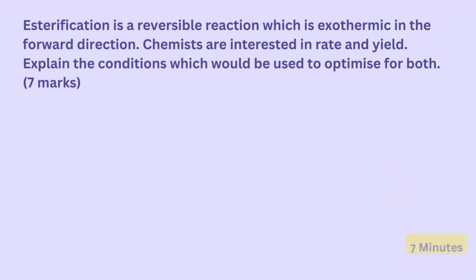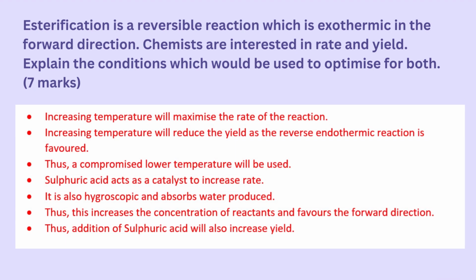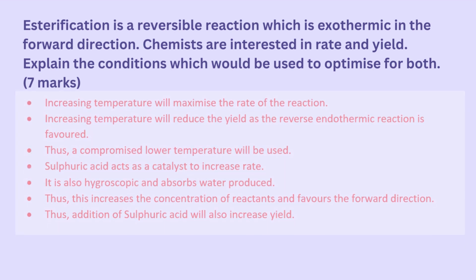Now let's refer to the marking guide. Did you manage to accomplish the following? Discuss the factors that increase the rate, such as temperature and the addition of catalysts. Consider the elements that affect yield, like lowering the temperature and the hygroscopic nature of sulfuric acid. Questions like these, where you need to provide detailed written responses, can often be a bit challenging for senior school students. However, remember that practice makes perfect, so keep practicing and refining your skills in tackling such questions.